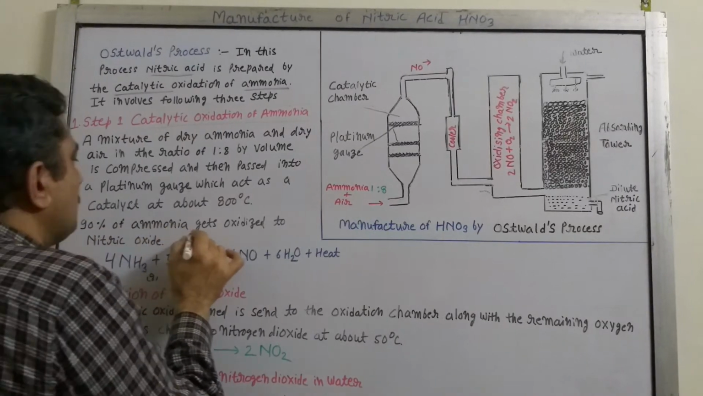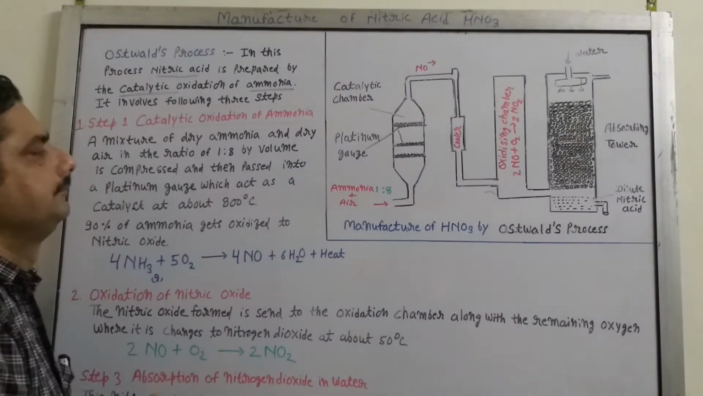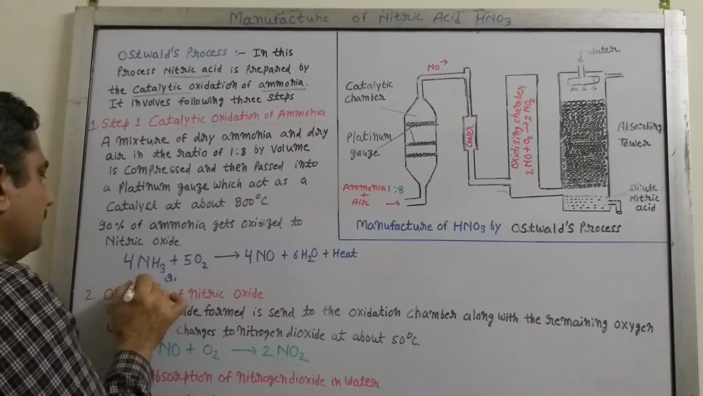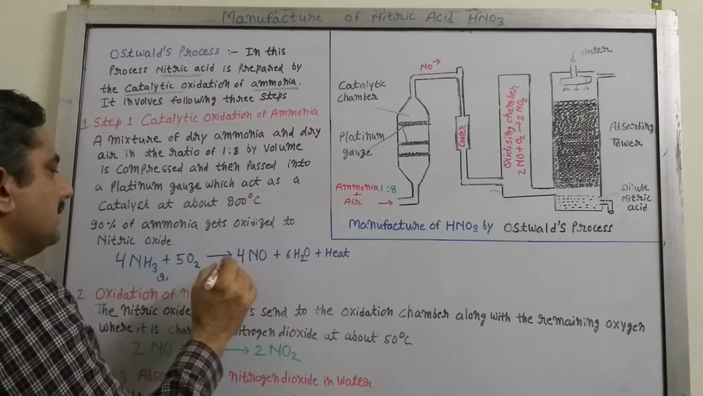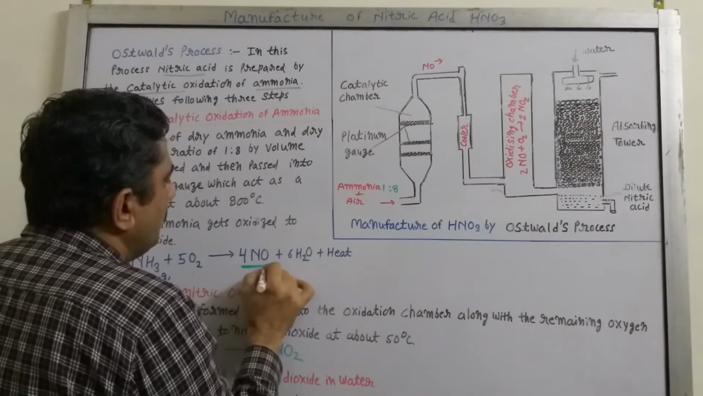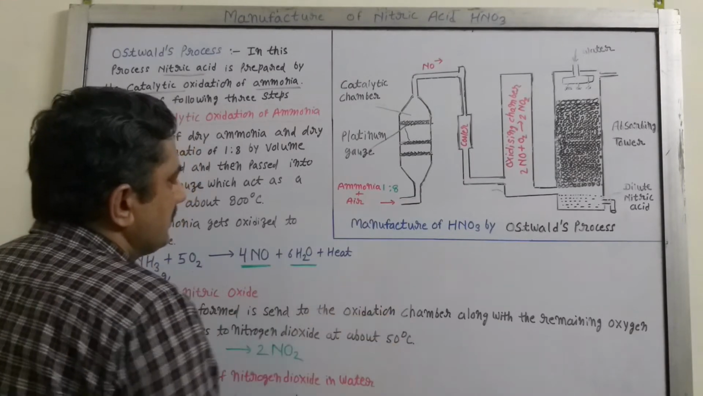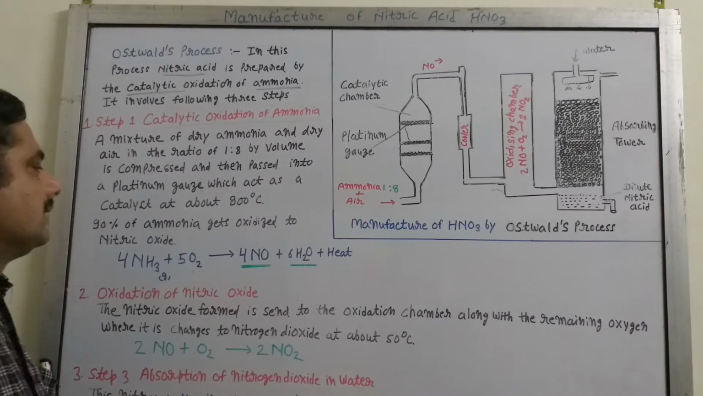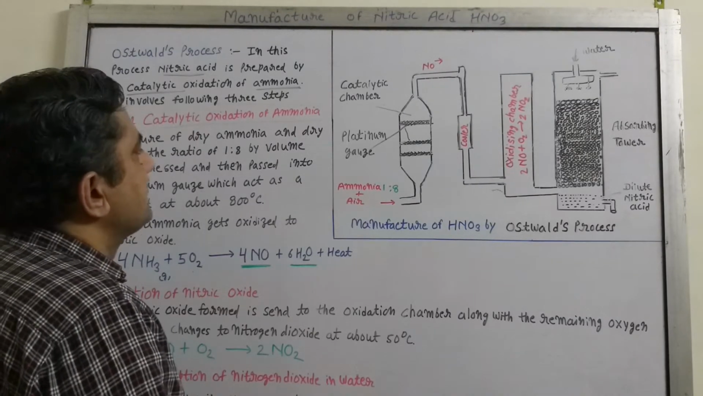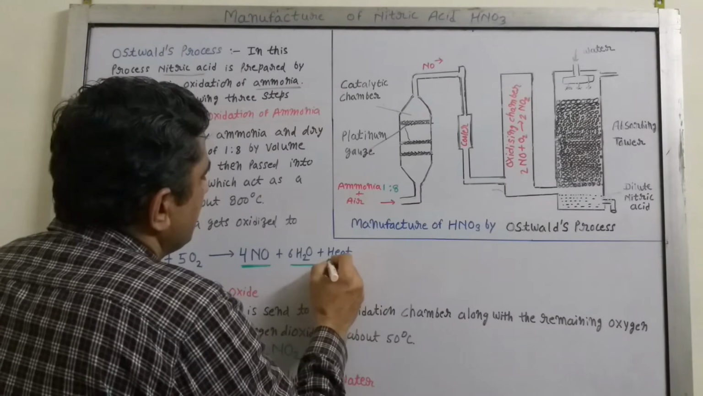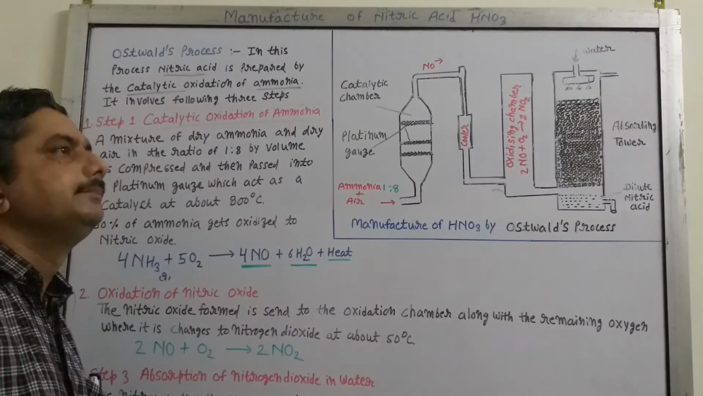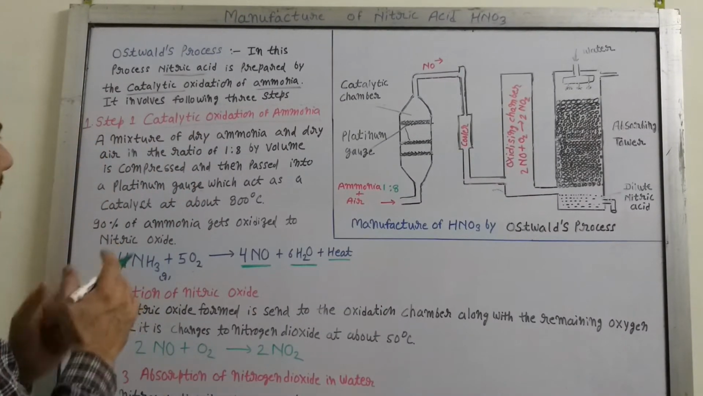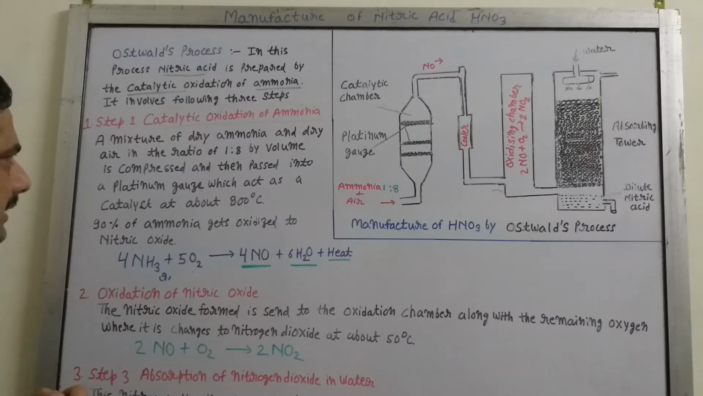90% of ammonia gets oxidized to nitric oxide. Here ammonia on oxidation gives nitric oxide, NO, and 6 molecules of water. 4NH3 plus 5O2 is equal to 4NO plus 6H2O. Heat is evolved, meaning this reaction is exothermic. So in the first step, catalytic oxidation of ammonia takes place and we obtain nitric oxide.